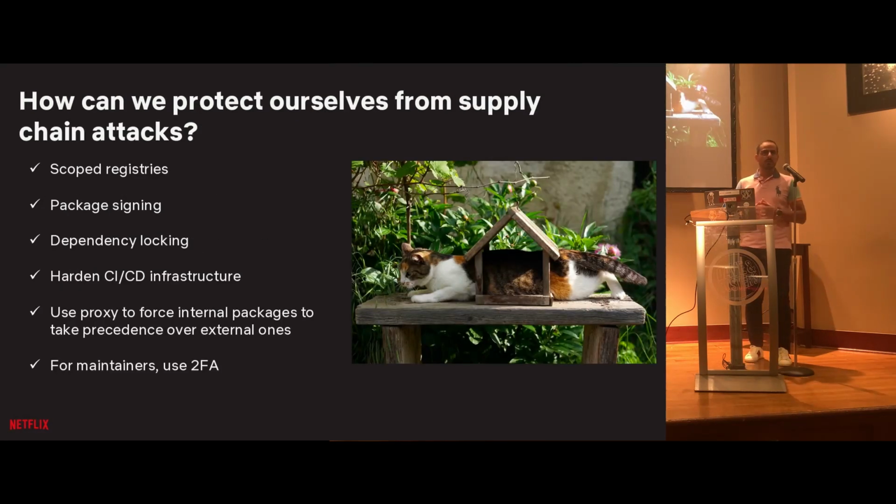So how do you protect yourself from these things? I guess the first thing is you can use scope registries. This is to avoid the shadowing of packages. It defines a scope of what is internal and what is external. You can also use package signing, and package signing is very important. You can use dependency locking, although some people would argue that dependency locking would not give you the latest and greatest because you're pinning to a specific version. You can also harden your CI/CD infrastructure if you are a maintainer. You can use a proxy to force internal packages to always take precedence. Some companies run internal proxies that block the external ones. And maintainers should use two-factor authentication.